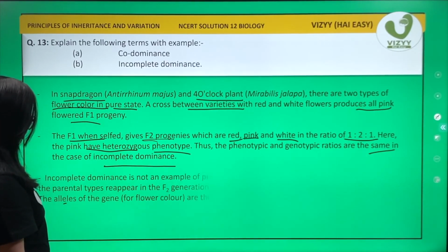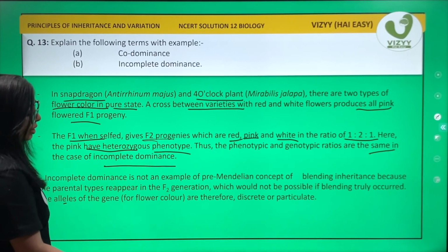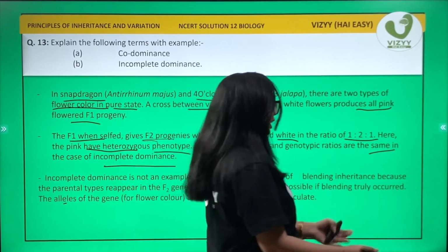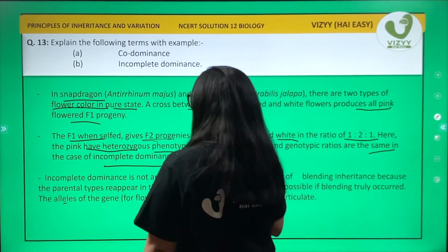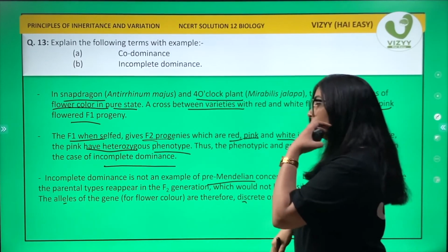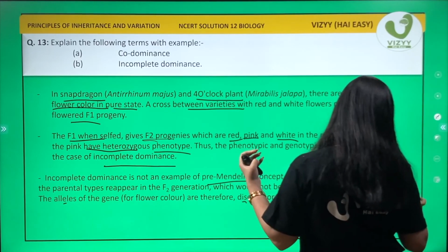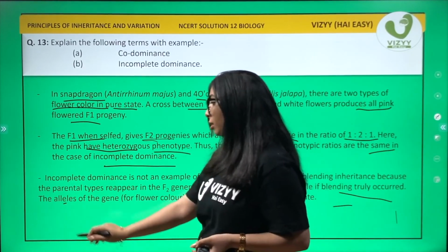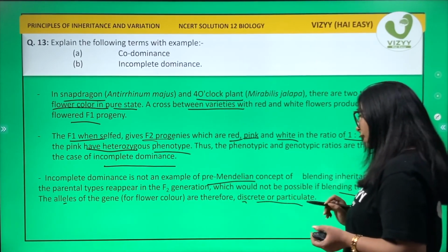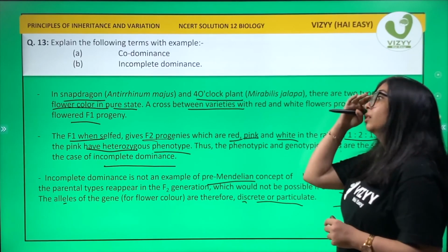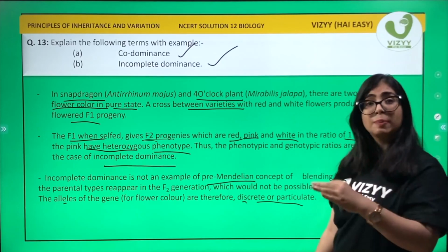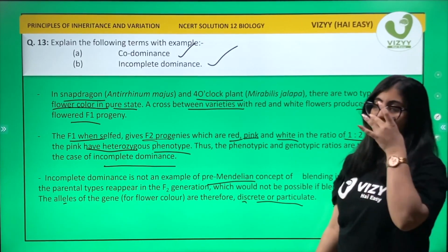Okay, students? So, incomplete dominance is not an example of the pre-Mendelian concept of blending of inheritance because the parent type reappears in the second filial generation, which would not be possible if blending truly occurred. Thus, the alleles of the gene for the flower color are discrete and particulate. So we're done with both of these here. So you're supposed to keep all these points in mind when you're writing the answer. Okay.